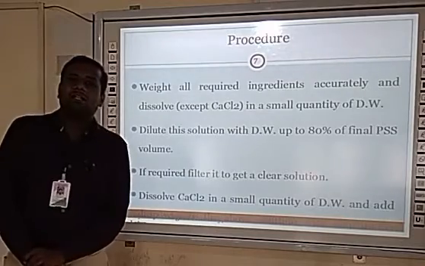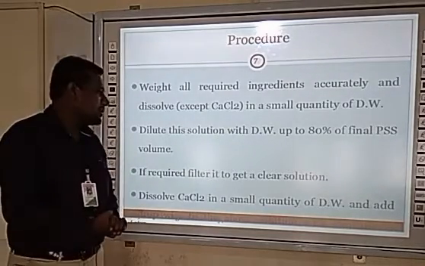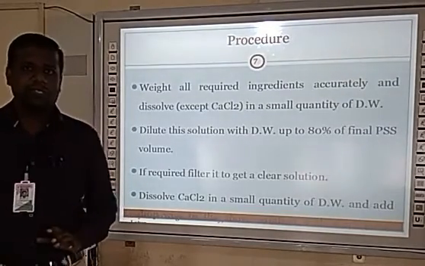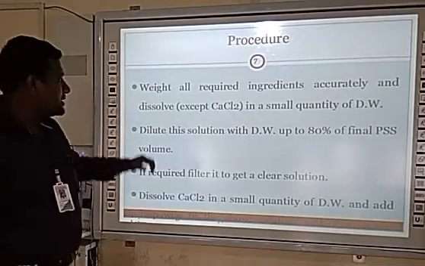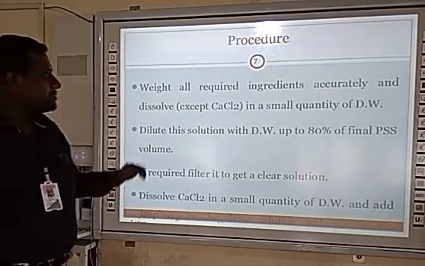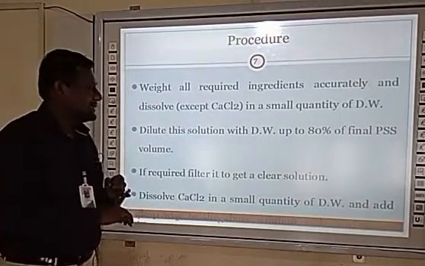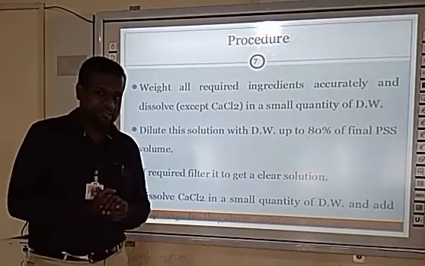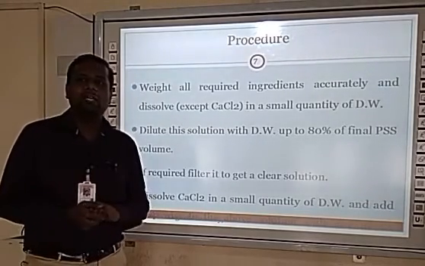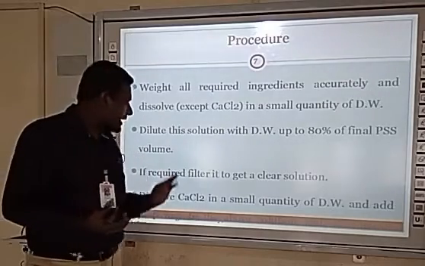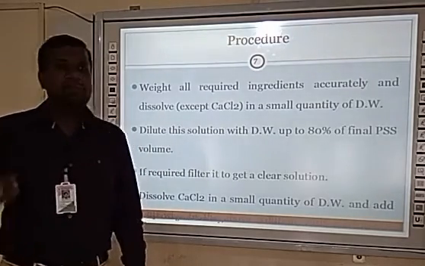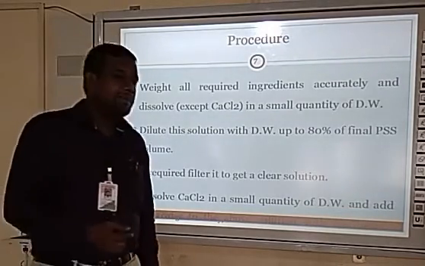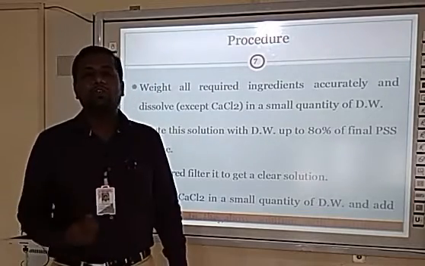Then calcium chloride: dissolve calcium chloride in a small quantity of distilled water in another beaker. We avoid adding calcium chloride earlier because calcium chloride in the presence of sodium bicarbonate produces an insoluble complex. To avoid that complex, we dissolve calcium chloride in another beaker, and before starting the experiment, add the calcium chloride solution to the main PSS solution dropwise with continuous stirring.